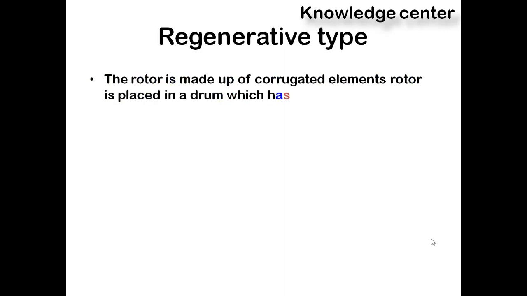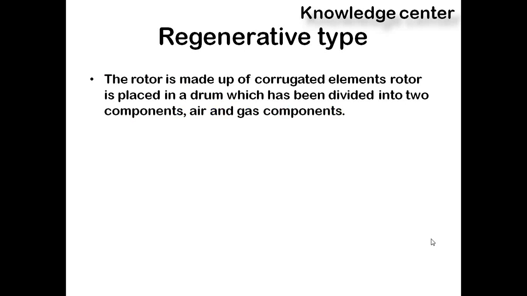Now the last type of air preheater is the regenerative type. Let's understand what it is. This consists of a rotor which is made up of corrugated elements. The corrugated elements are just thin sheets, layers of sheets joined together. These layers of sheets combined together frame a lightweight rotor. This is placed in a drum which has been divided into two components. In the drum we place the rotor, and the drum is divided into two components: the first one is the air component, and the second one is the gas component. I will show you the picture so that you can understand it easily.